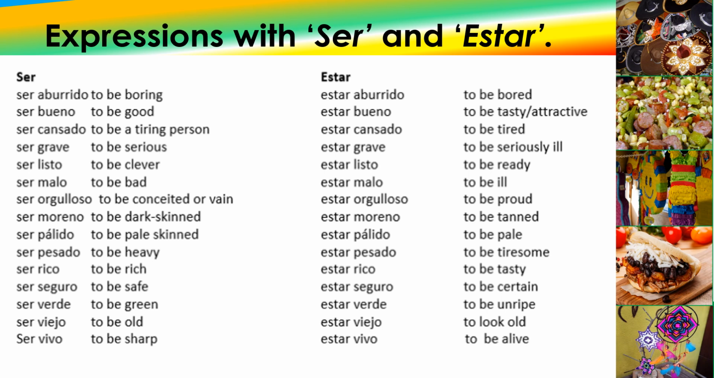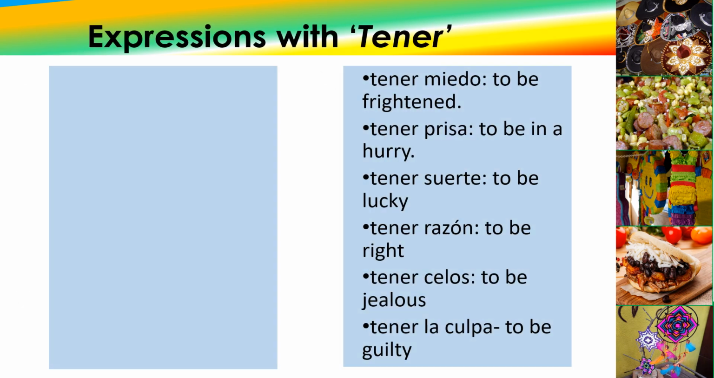All right? Ser viejo, to be old. But estar viejo means to look old. Ser vivo, to be sharp. Pero estar vivo means to be alive. I'm alive. Right, it means to be alive. Now let's look at expressions with el verbo tener. A continuar. Some expressions with tener.